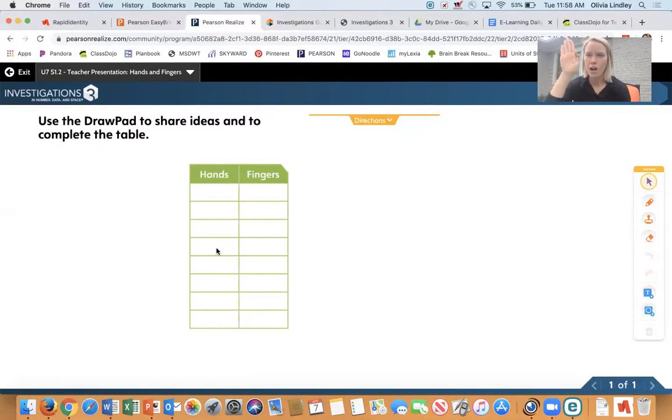So if I have one hand, I'll add that to my chart. If I have one hand, how many fingers do I have on one hand? 1, 2, 3, 4, 5. Awesome. This next one should be pretty simple because we use this a lot. If I have two hands, which we all have two hands, how many fingers do I have now? 5. I counted from this hand. I already counted 5, and now I can count on 6, 7, 8, 9, 10.